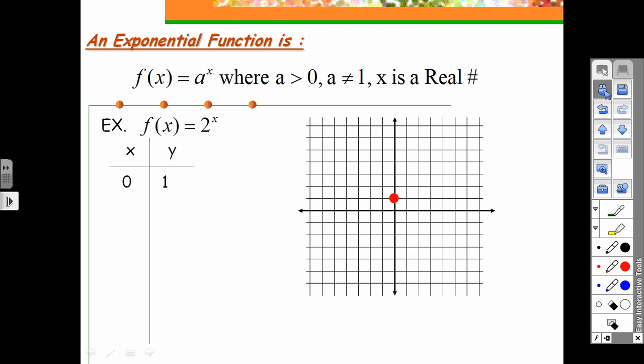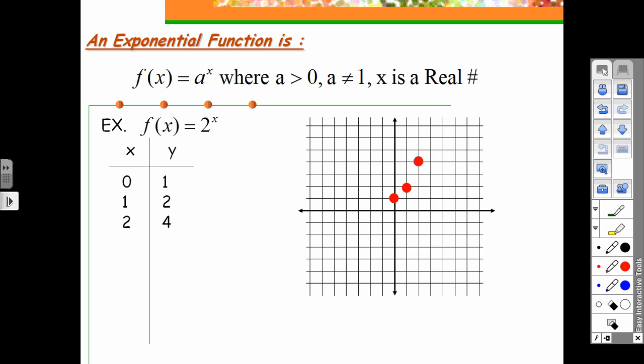Okay. Next, let's plug in 1. So we have 2 raised to the 1, that gives us 2. So if we go over 1 and up 2, we get our next point. All right, let's keep going. We have 2 for x, so 2 raised to the 2 power is going to give us 4. And so going over 2, up 1, 2, 3, 4.